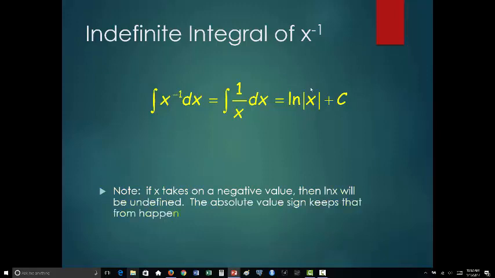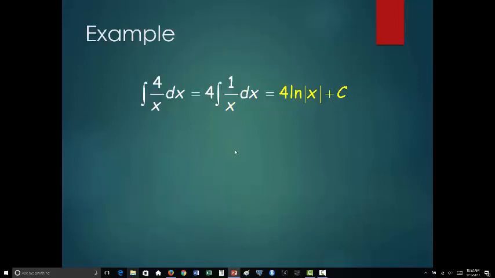The reason you need to take the natural log of the absolute value of x, if you remember, is that logarithm functions are not defined for negative values. So if you take the absolute value sign, it keeps it positive. That's what we need. So if you look at this example right here, 4 over x dx. Just factor out the 4, you get the integral of 1 over x dx. Well, 1 over x dx just integrates as the natural log of x, and you just get 4 times the natural log of x.